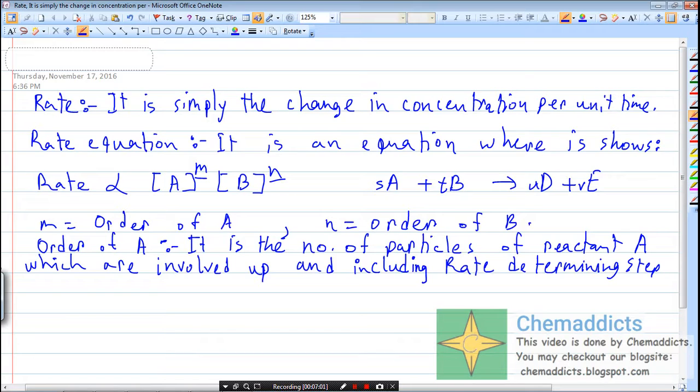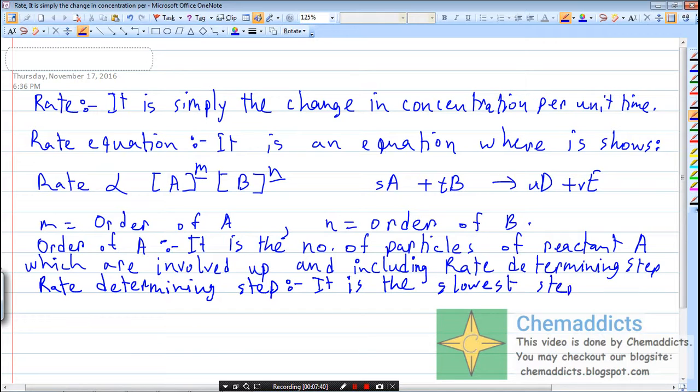So it is the number of particles of reactant A which are involved up to and including the rate determining step. So now the question might arise from you fellas: what does this rate determining step mean? What the heck is the rate determining step? So let's see. The rate determining step is the slowest step. It is the slowest step of a multi-step mechanism.